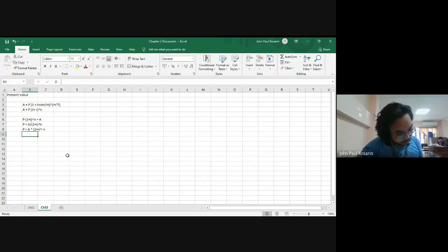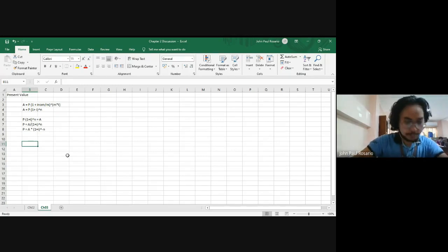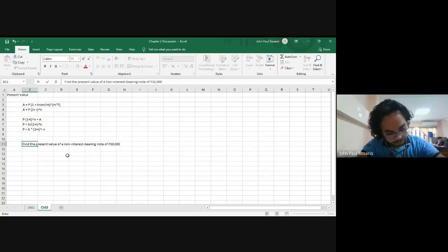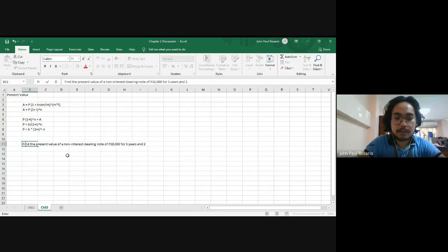Now, for the fractional period in present value, ako nalang basahon ang example. Tapos the fractional part is, find the present value of a non-interest bearing note of 10,000 for 3 years and 2 months at 6% compounded semi-annually.